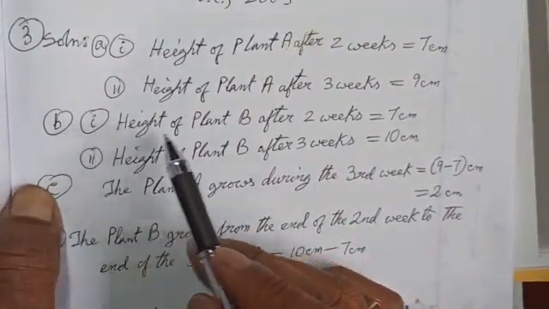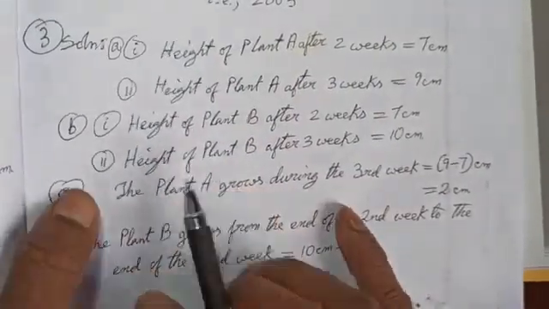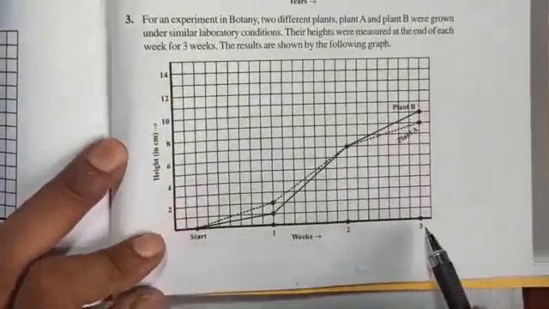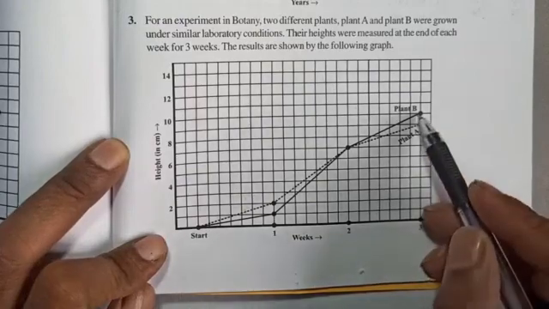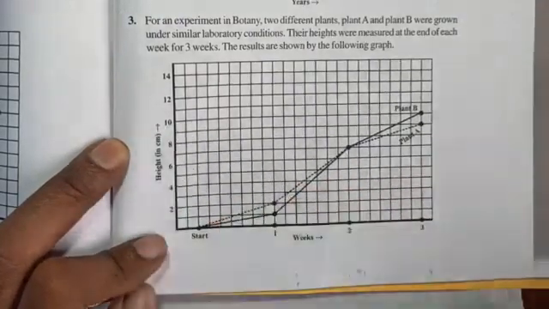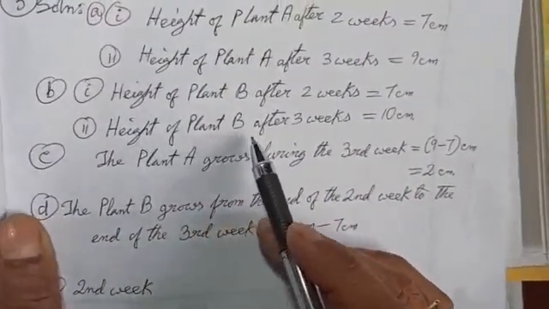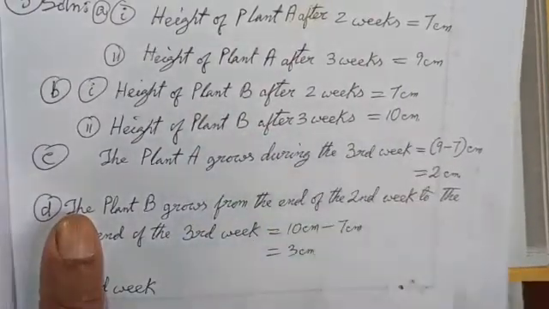B, Roman 1, height of plant B after 2 weeks is 7 centimeters. Next is height of plant B after 3 weeks. So this is at the end of 3 weeks, and the height of plant B is this point, and this is at the height of 10 centimeters. So height of plant B after 3 weeks is 10 centimeters.